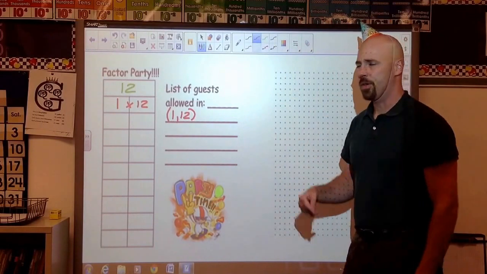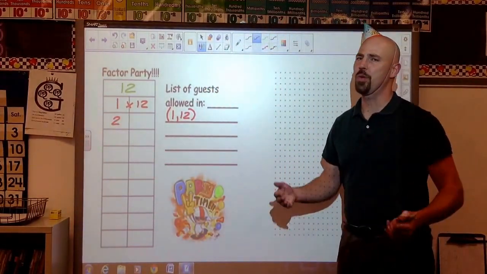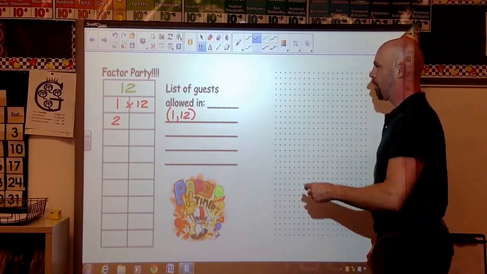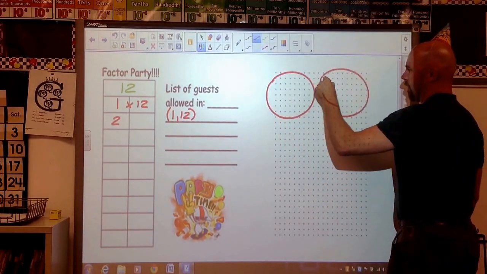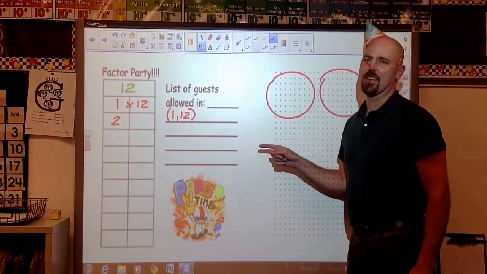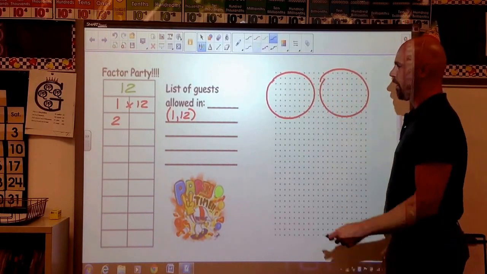All right. Now let's go to 2. Now let's say I don't know my 2's. I don't know 2 times what gives me a 12. Here's what we're going to do. We're going to make 2 big bubbles, and we're going to fill the bubbles. Now, we're going to put tallies in here until we get to 12, but I got to keep giving them back and forth, back and forth. All right, so here I go.